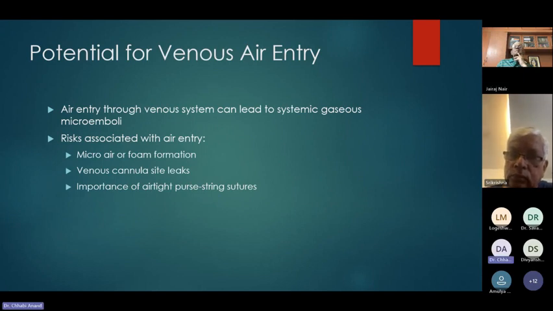Potential for venous air entry. Air entry through the venous system can lead to systemic gaseous microemboli. Risks associated with air entry are micro air or foam formation and venous cannula site leaks, hence the importance of airtight purse string sutures.